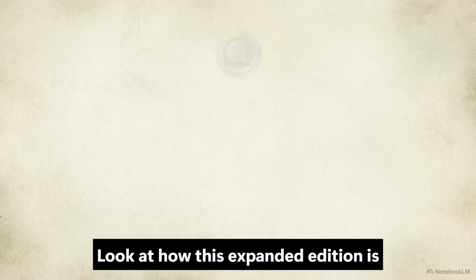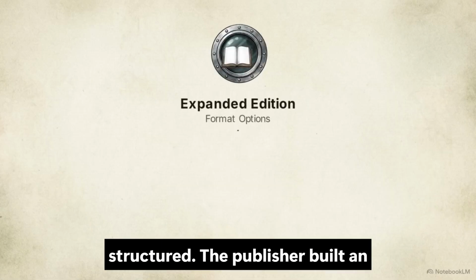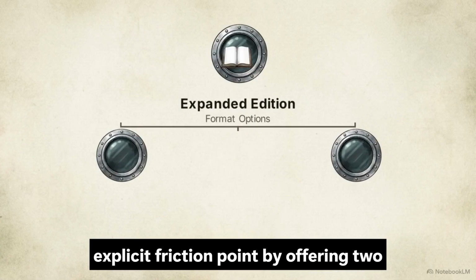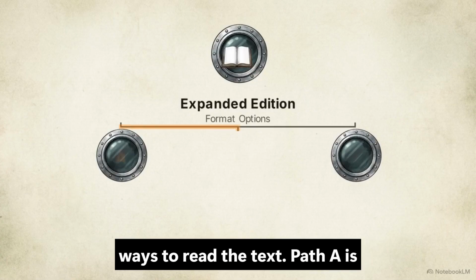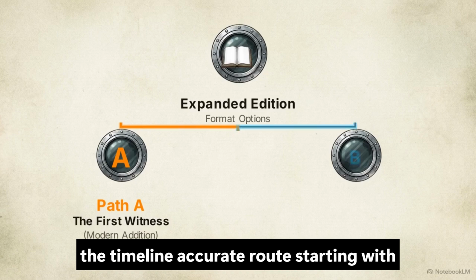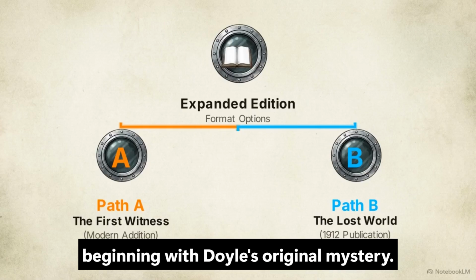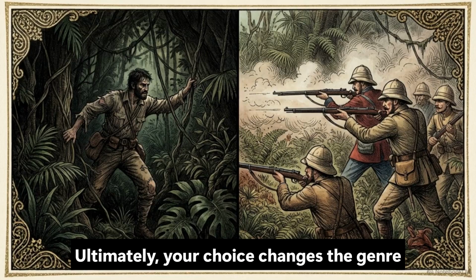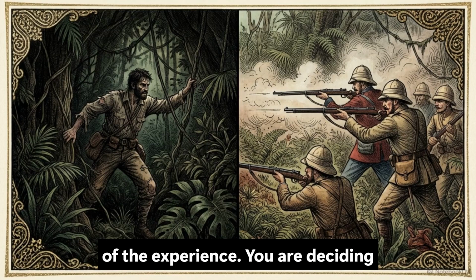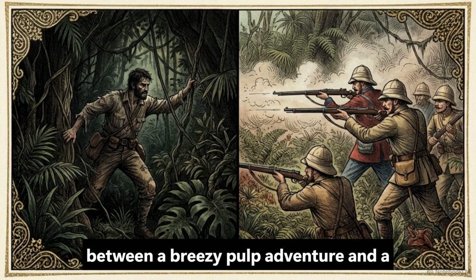Look at how this expanded edition is structured. The publisher built an explicit friction point by offering two ways to read the text. Path A is the timeline-accurate route, starting with the prequel. Path B is the purist route, beginning with Doyle's original mystery. Ultimately, your choice changes the genre of the experience. You are deciding between a breezy pulp adventure and a tragic epic.